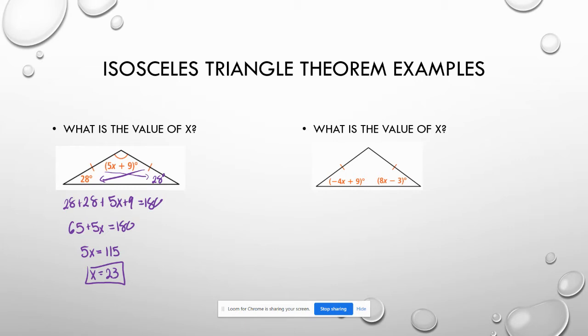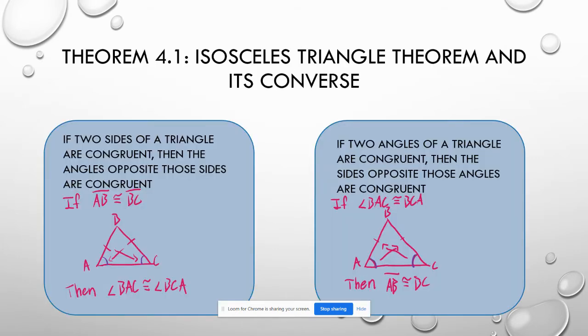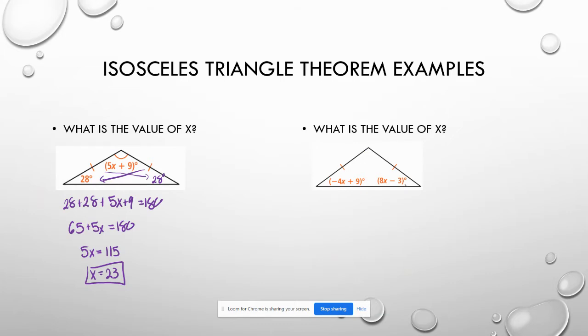All right, hopefully starting off this problem, the first thing you noticed is that we again have two congruent sides. So that means we can use our isosceles triangle theorem. Since these sides are congruent, that means the angles opposite them have the same measure. So we can say negative 4x plus 9 is equal to 8x minus 3. Let's add 4x to both sides, and let's add 3 to both sides. So we end up with 12x is equal to 12, which just gives us x is equal to 1.